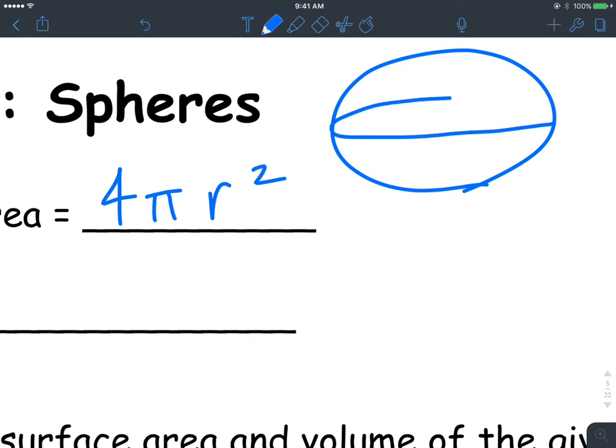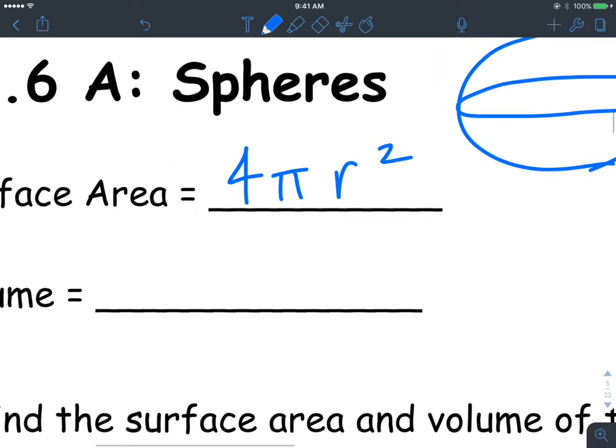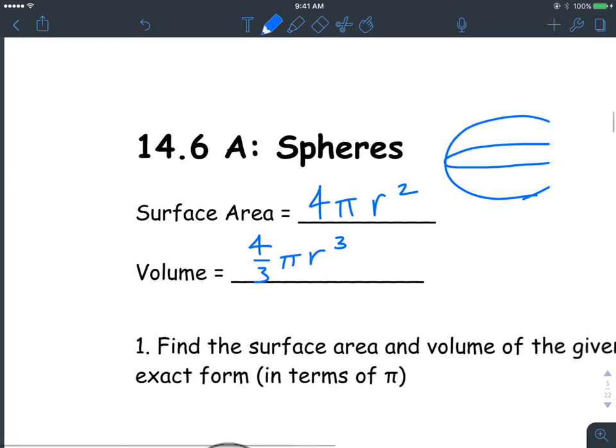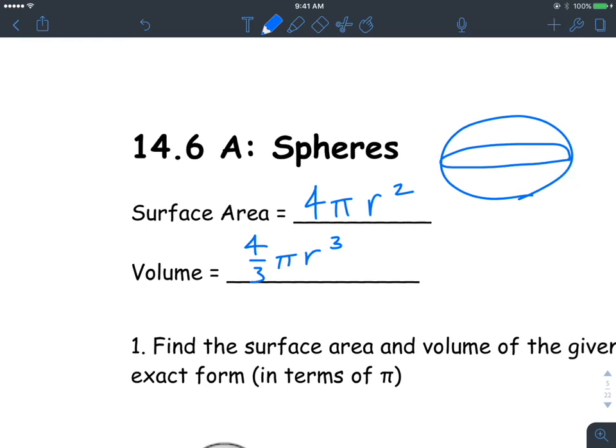I guess sometimes we'll draw a little circle like that just to give us some perspective here. But there's your sphere. The only thing that changes is the radius. So there's only one thing that changes in your formulas. It's the radius. And as far as where the formulas come from, I think it's pretty heavy on the calculus. So you just kind of have to take my word for it as far as what the formulas are. But there they are. 4 pi r squared for surface area, and then volume is 4/3 pi r cubed.